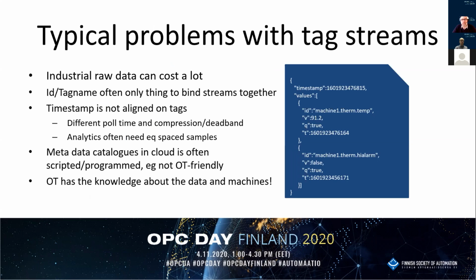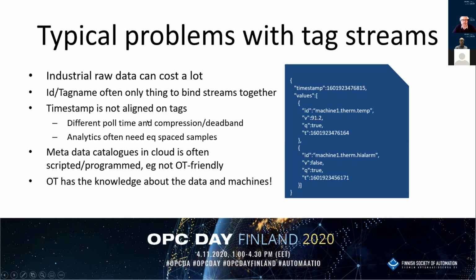So what's the problem with those tag name streams? It's basically that, first of all, we have seen industrial raw data. We heard here from Ines, they were talking about 80K tags from a site. That can, of course, cost a lot. That has gone down, especially storage has gone down, but ingestion still can cost quite a lot in the cloud.